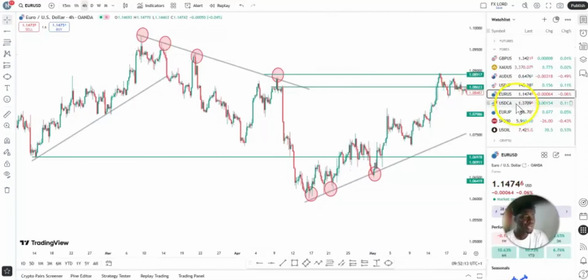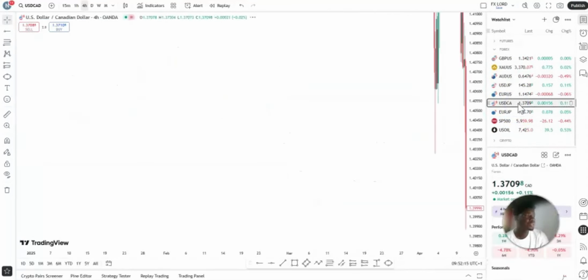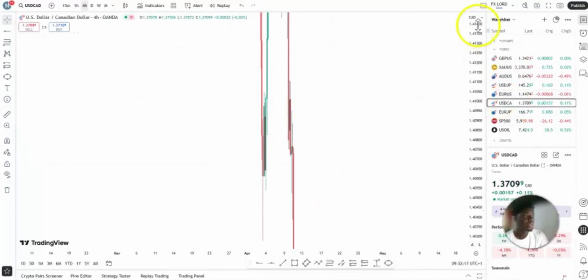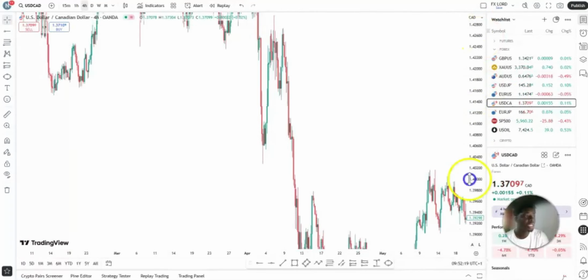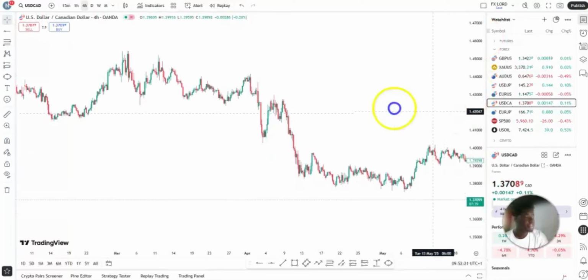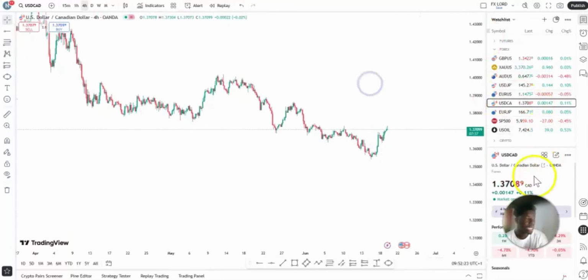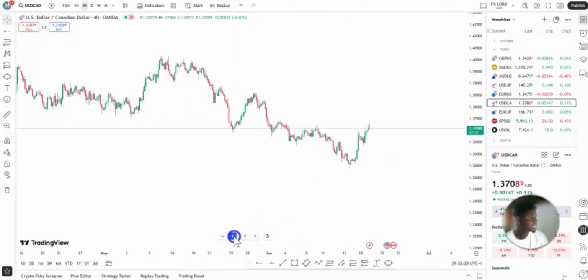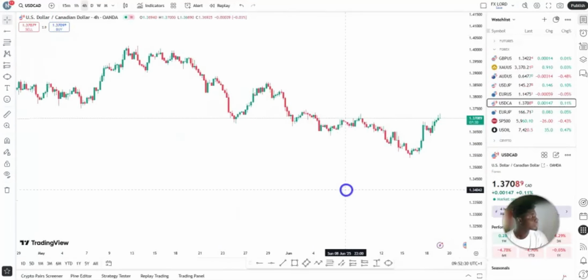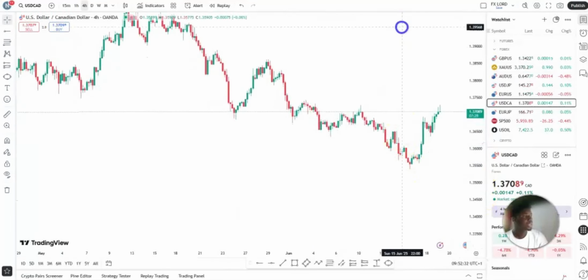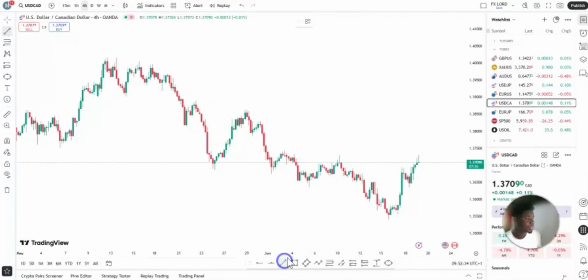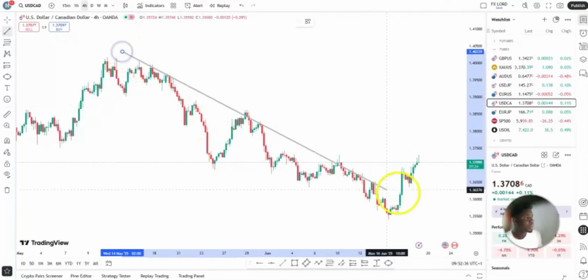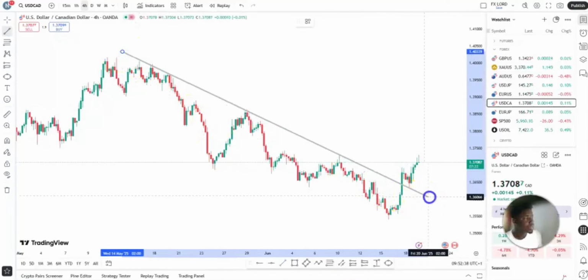So let's look at other pairs. I think I have something on USD CAD. Let's look at what is happening and try to spot some trend lines. Okay, I think I just found something on USD CAD right now. So let's try to plug our trend line here. I'm going to bring out my trend line, try from above. Let's see if this is going to work.